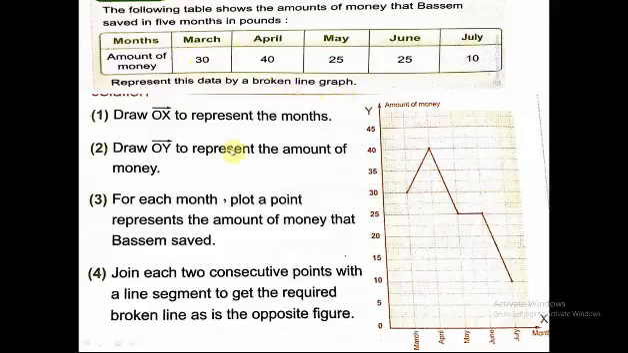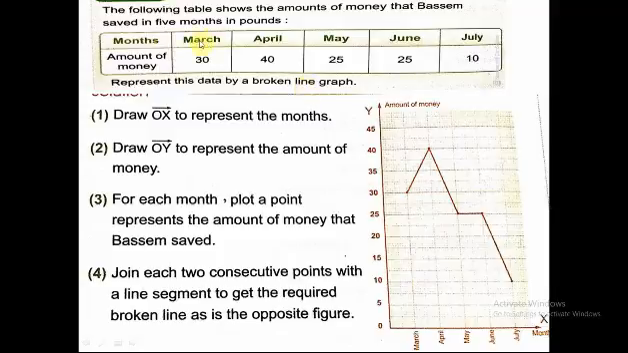Broken line means I make the line not like a line segment, it's broken. So we have two axes, the x-axis and the y-axis. On the x-axis we have the months: March, April, May, June, July. And on the y-axis we make 0, 5, 10, 15, 20, 25, 30, 35, 40, 45, because here we have 30 and 25, so I'll make it like this.